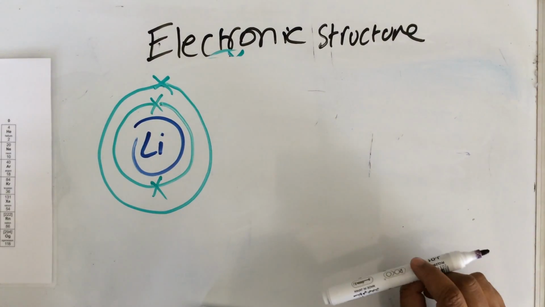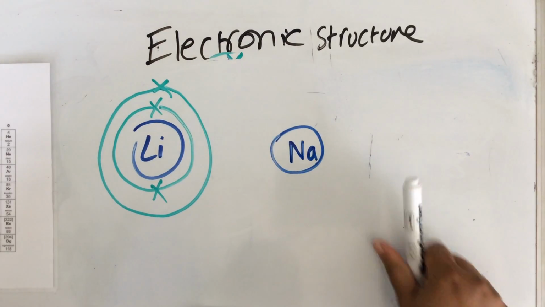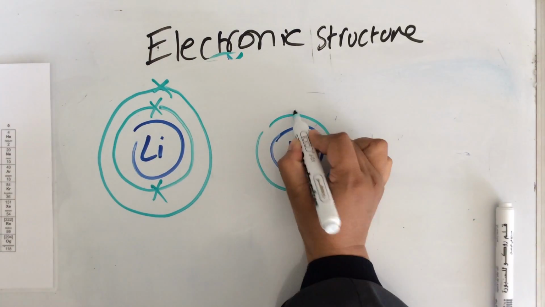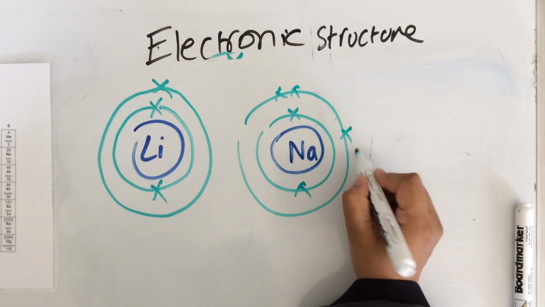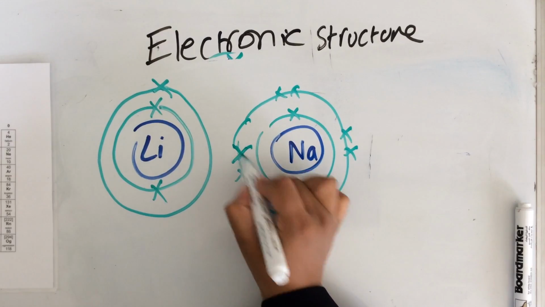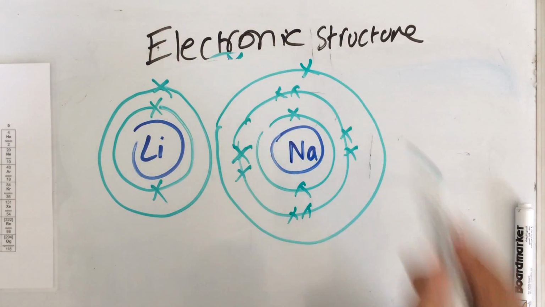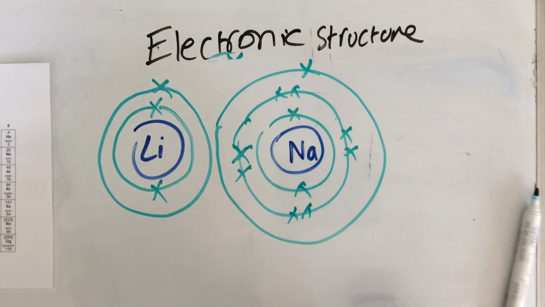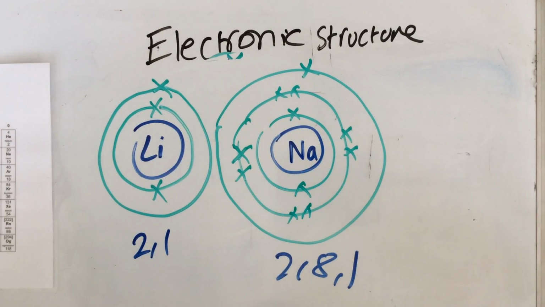Then I'm going to show you sodium. Two on the first shell, maximum 8 on the second. And now we need a third shell. And then the configuration is 2, 8, 1.